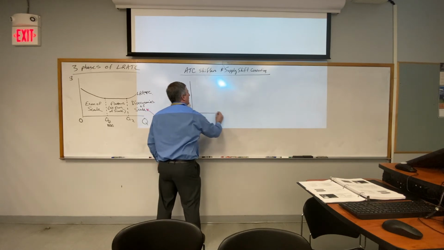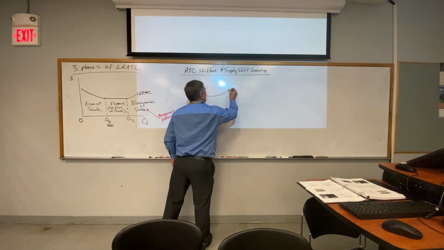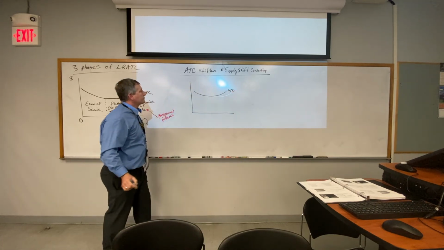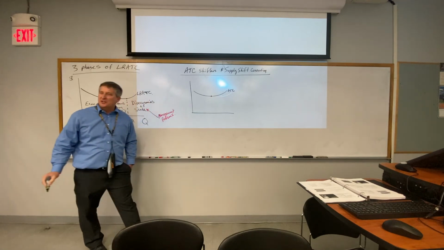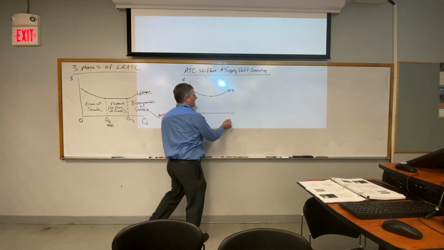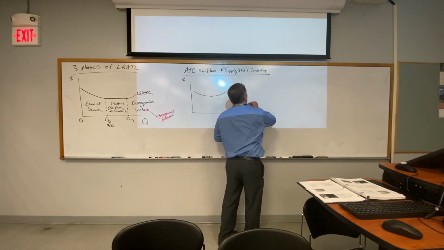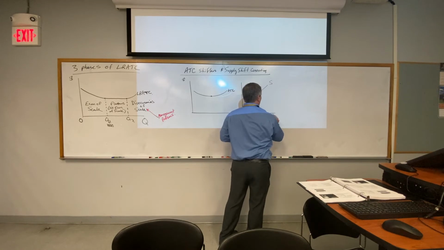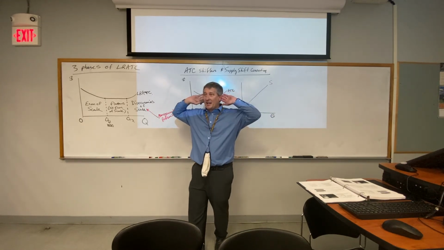So let's start by drawing some sort of average total cost curve. I always like to have you put a big fat dot right at the minimum point, just as a little reminder that it does bottom out at some place. And then remember, we've got our good old supply curve. And give me any good, any good.